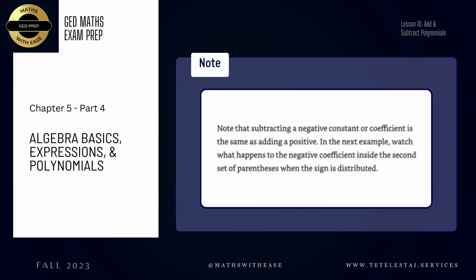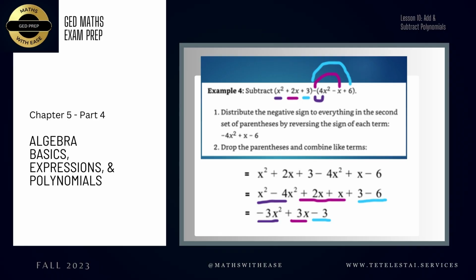In the next example, watch what happens to the negative coefficient inside the second set of parentheses when the sign is distributed. So in this example, we're being told to subtract x squared plus 2x plus 3 from 4x squared minus x plus 6. Immediately, what you want to do, as we did in the previous example, is start by distributing the negative sign across the terms to the right of your subtraction.